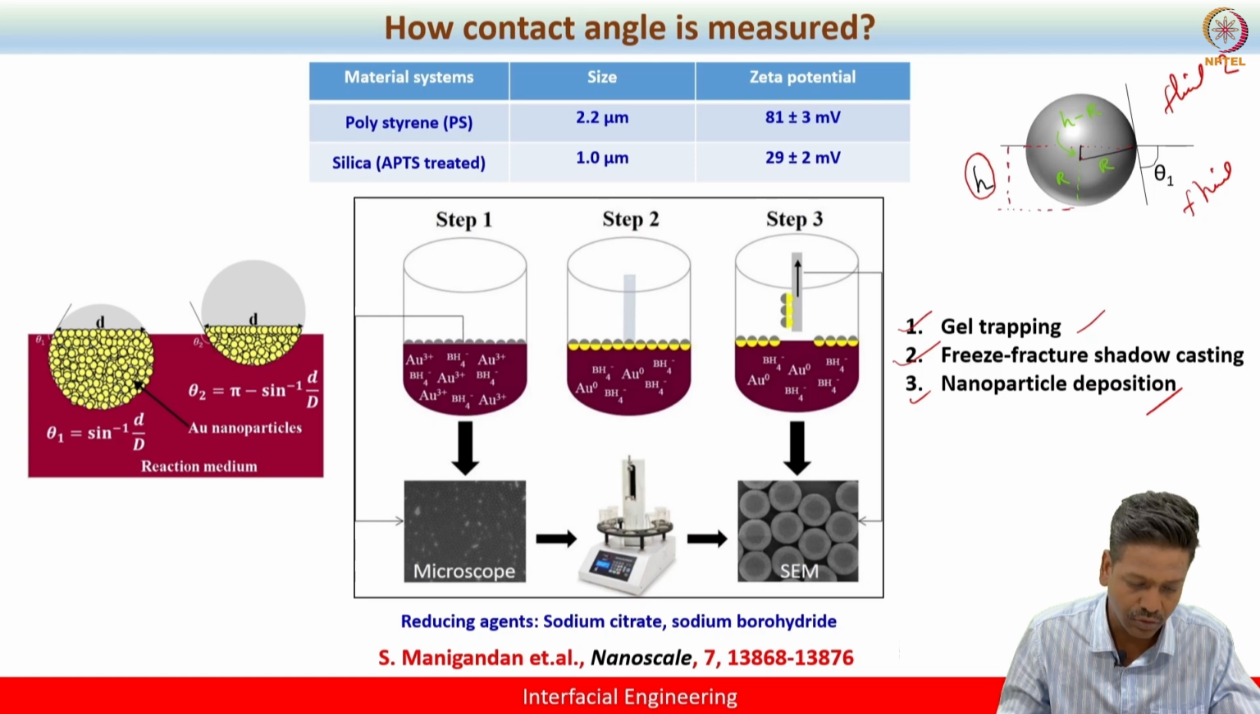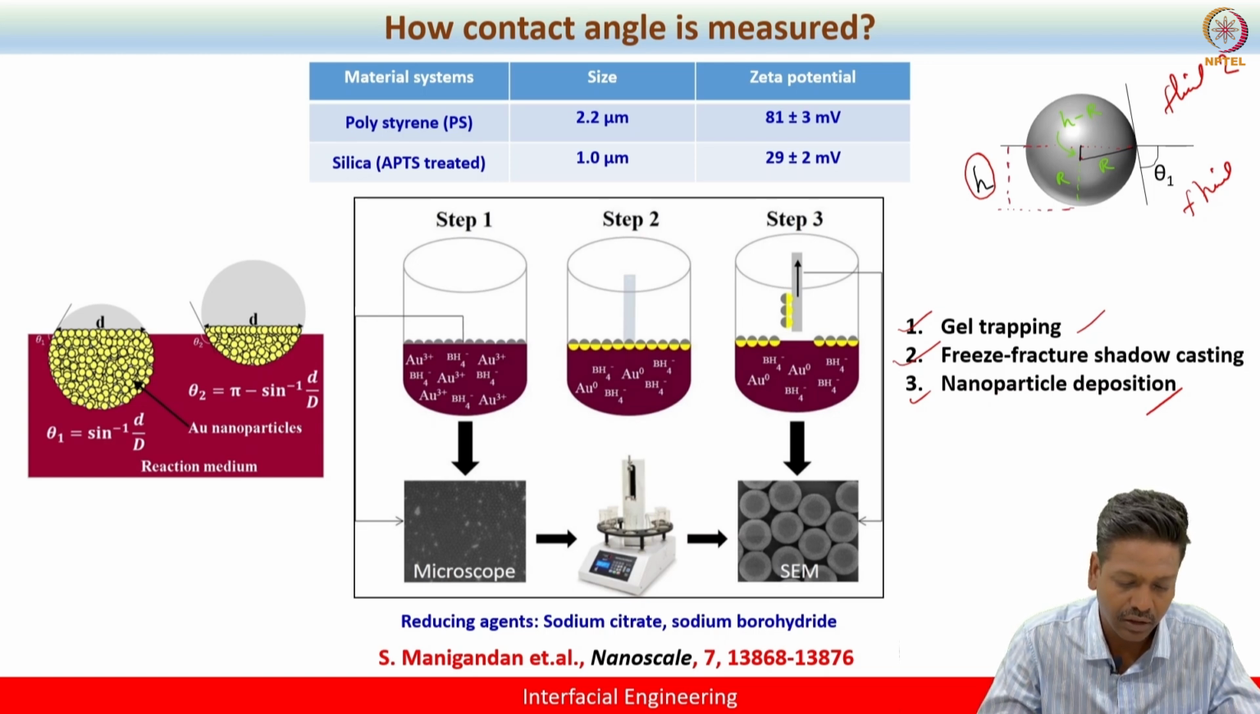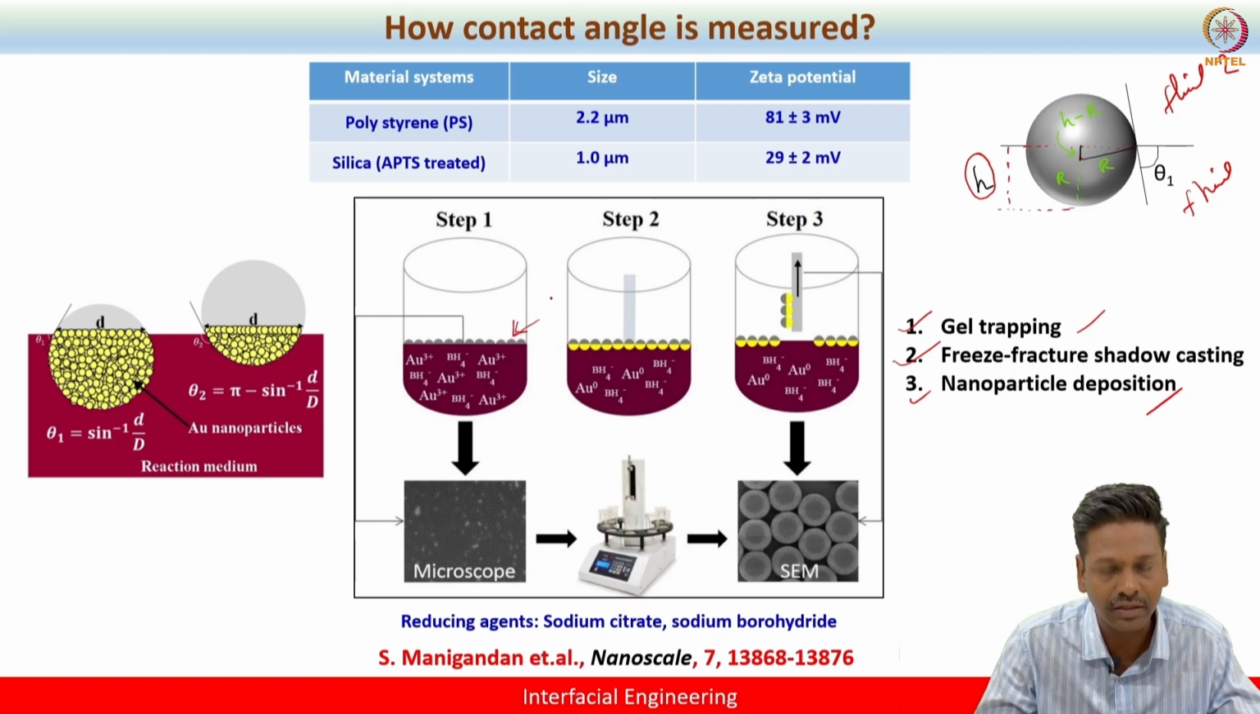How we are going to do this is by using what is known as the nanoparticle deposition method. For that, we have to deposit particles at the interface of your choice. Let's say it can be a water-air interface or a water-oil interface. In this schematic, we have shown a water-air interface. You have the particle sitting at the interface. We just spread these particles at the interface.